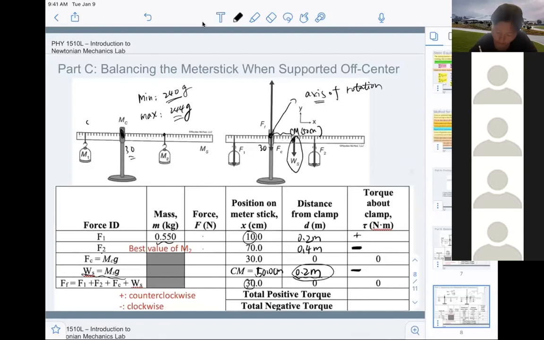The force of the clamp continues to be 0 because that's right at the axis of rotation. The frictional force, the supporting force, is also 0. So you can see it's just like part B, but you simply have to consider one extra torque, and that's it. We can take a look at how they did part C in lab.